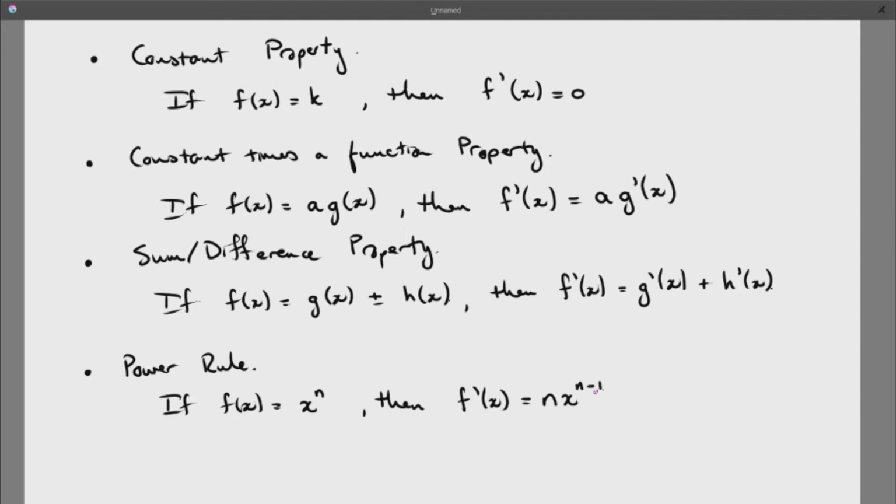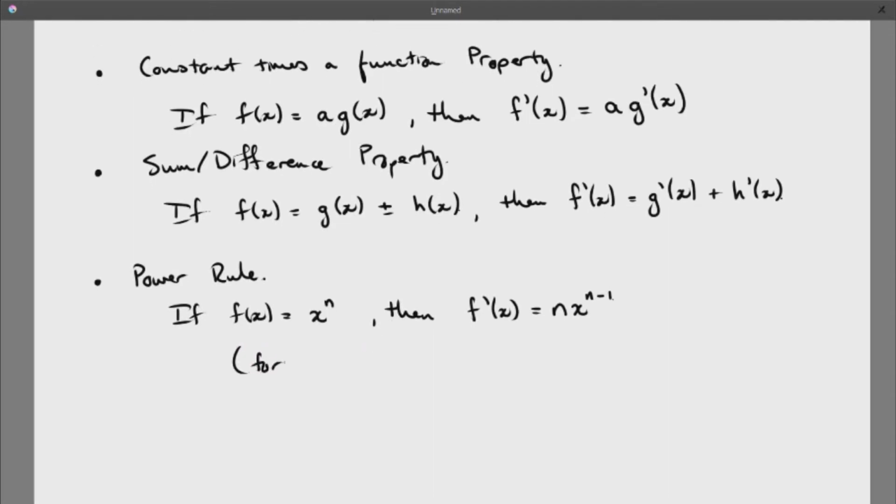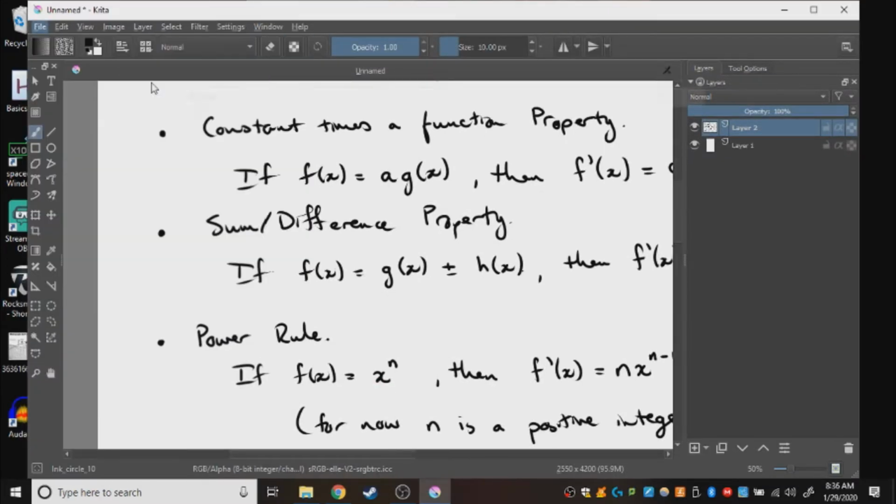And with that, we can do a fair bit. But I want to first extend the power rule because it actually covers more things than just polynomials. So let's leave this page, I think, since there are more properties here. And I'll say for now, n is a positive integer. For now, this power rule only covers my basic polynomials. But I have other basic functions.